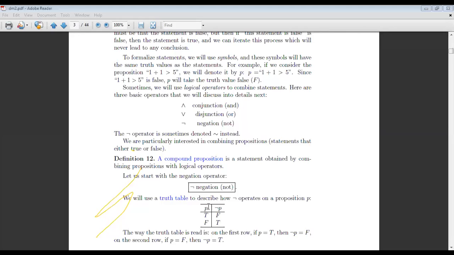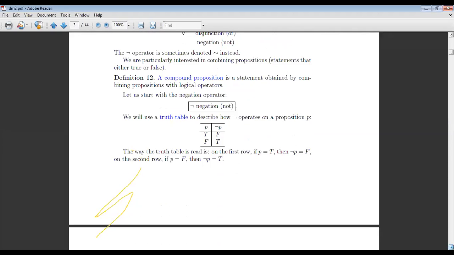Negation means not. If a proposition is denoted by p, then p will take two truth values. One is the truth value T, and the other is the false value F. Negation of p means not true and not false. This truth table is very much important. The description is given, but we will not require that.